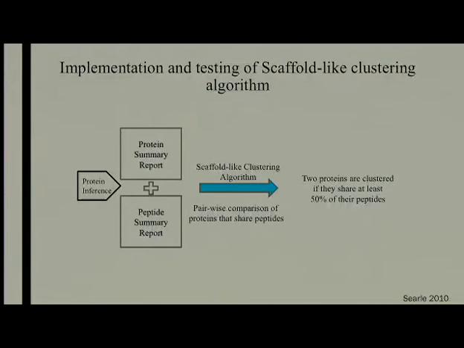In addition to the PAW clustering algorithm, we also wanted to look at other clustering algorithms that are present in the literature and compare them to the PAW clustering algorithm. To our surprise, we could only find one publication by the makers of Mascot, and there was another software technical manual by the makers of Scaffold. Using the example that they've provided in the technical manual, we were able to code an independent version of the Scaffold clustering algorithm. Again, this algorithm is very similar to the PAW clustering algorithm. It's implemented after the protein inference logic, and what it does is it performs a pairwise comparison of proteins that share peptides to test for clustering.